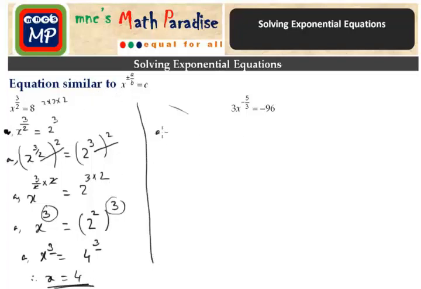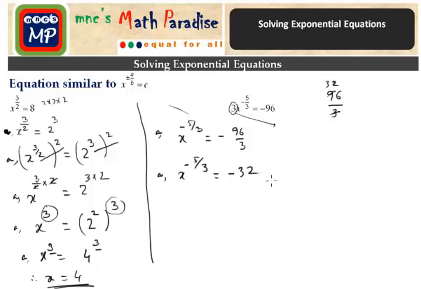Let us do the next one. Here, x to the power minus 5 by 3 equals minus 96. First, this coefficient 3 we will take to the right hand side. So it will be x to the power minus 5 by 3 equals minus 96 divided by 3. 96 divided by 3 is 32. So we get x to the power minus 5 by 3 equals minus 32.